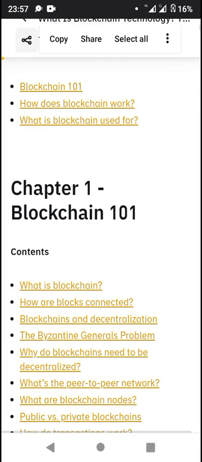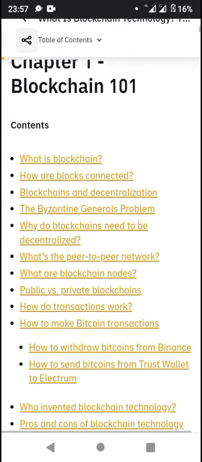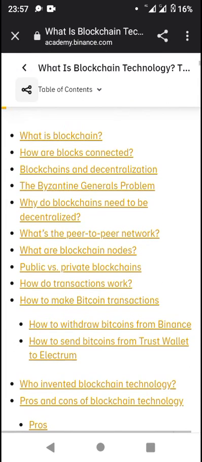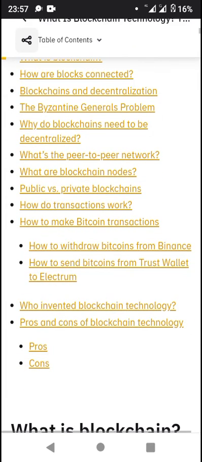So guys, we'll just be picking out some of the basic concepts of the blockchain. We'll also be dropping a link in the description box so you understand some of these. But these are major topics and contents that this article is covering.